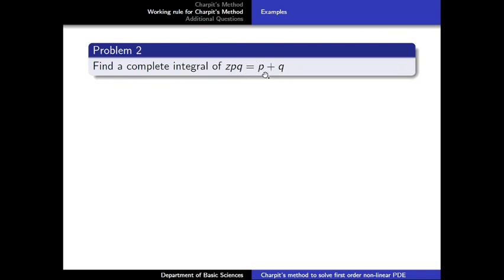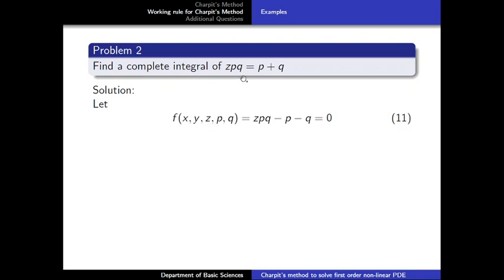Again, about the linearity, the left hand term is zpq. The degree of p is 1, the degree of q is 1, therefore the degree of this term is going to be 1 plus 1, it is 2. Therefore, the degree value is greater than 1, hence this is not going to be a linear partial differential equation. Hence, we have to use Charpit's method to solve the same.